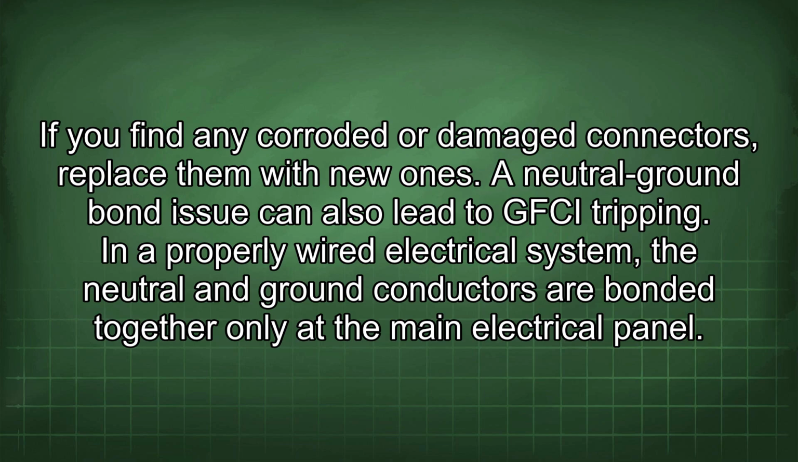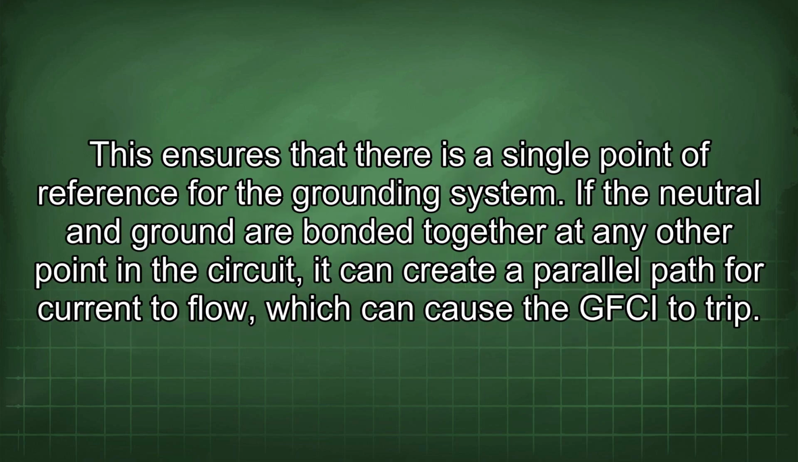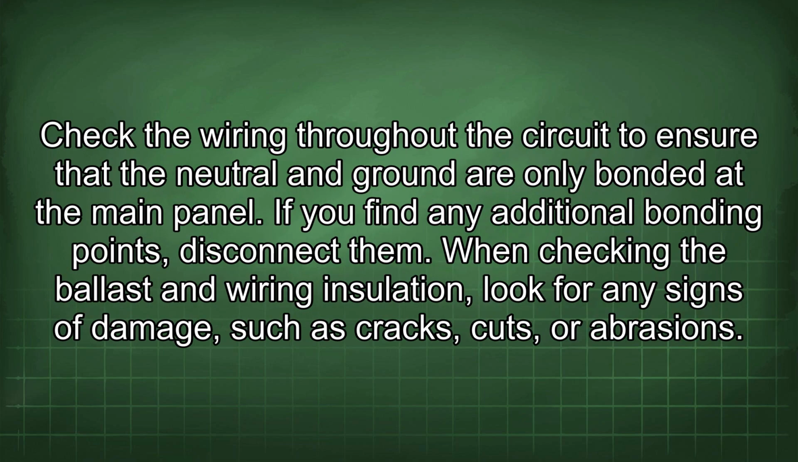A neutral ground bond issue can also lead to GFCI tripping. In a properly wired electrical system, the neutral and ground conductors are bonded together only at the main electrical panel. This ensures that there is a single point of reference for the grounding system. If the neutral and ground are bonded together at any other point in the circuit, it can create a parallel path for current to flow, which can cause the GFCI to trip. Check the wiring throughout the circuit to ensure that the neutral and ground are only bonded at the main panel.